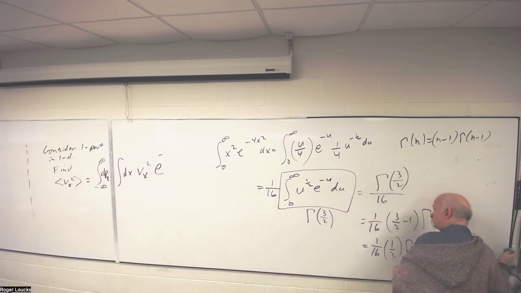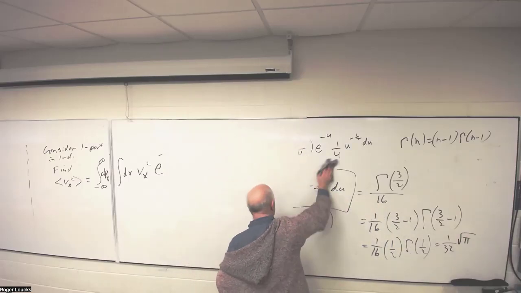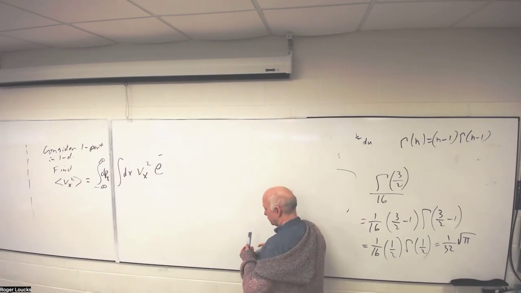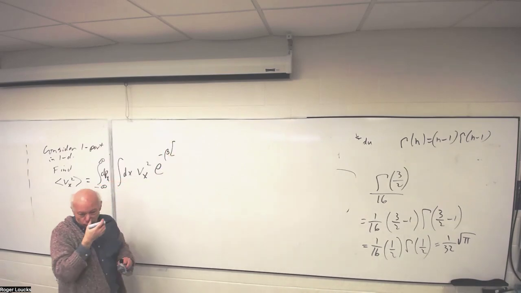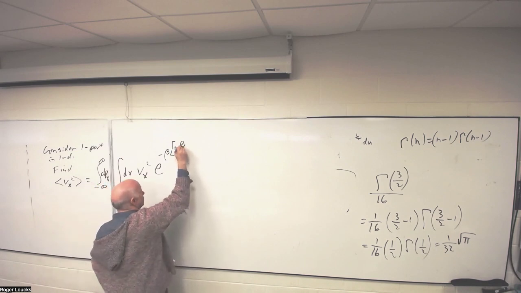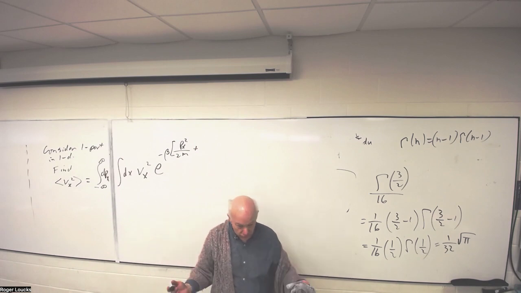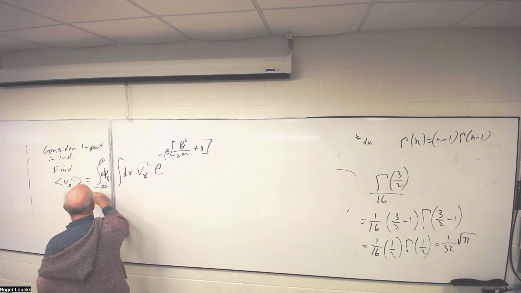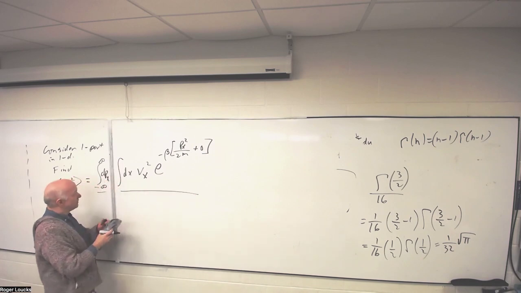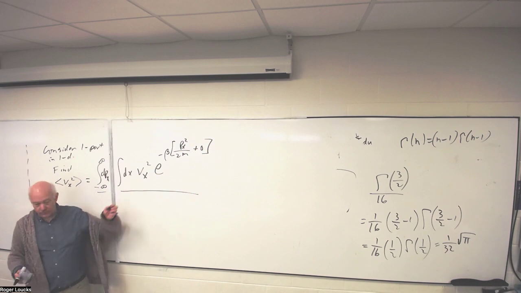potential plus kinetic, which is what in this case? I mean, e to the minus beta, right? So we're going to have a minus beta times px squared over 2m plus our potential, which is 0 because there's just one particle here. And then we have to divide this by basically the exact same thing without the x squared in there.